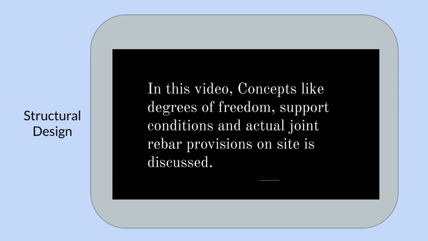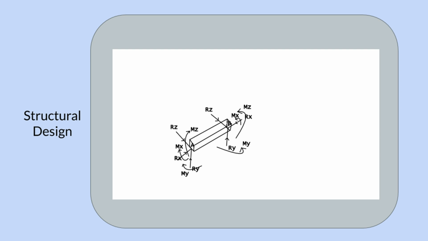The type of connection designed by the designer shall be detailed thoroughly, and the same shall be executed on the site. It is important to understand the concept of degrees of freedom. At each joint or support there are 6 degrees of freedom: 3 for translational displacements and 3 for rotational displacements.